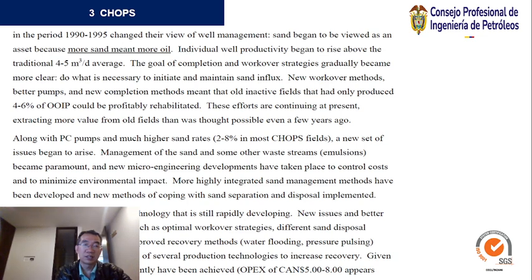Along with PC pumps and much higher sand rates, a new set of issues began to arise. Management of the sand and some other waste streams became paramount, and new macro-engineering developments have taken place to control costs and to minimize environmental impact.